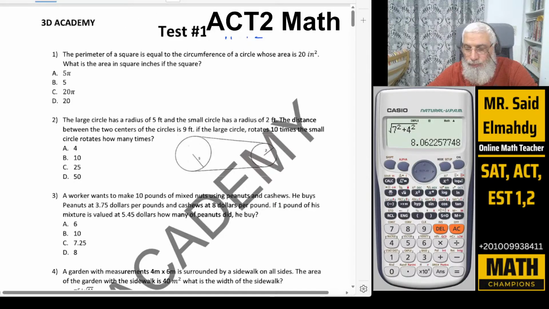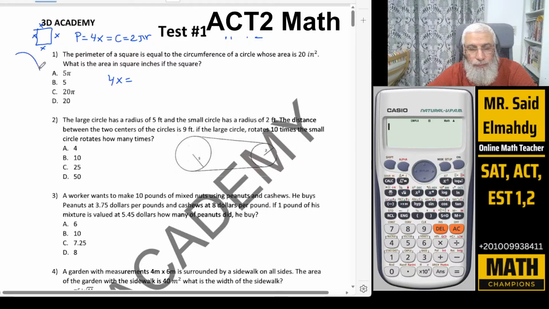The perimeter of a square is equal to the circumference of a circle. يبقى البريمتر بتاع السكوير هو x plus x plus x plus x. البريمتر equals 4x. البريمتر is equal to the circumference of a circle, اللي هو 2 pi r. يبقى 4x equals، لو السيركل عندها radius r، يبقى 2 pi r equals 2 pi r.